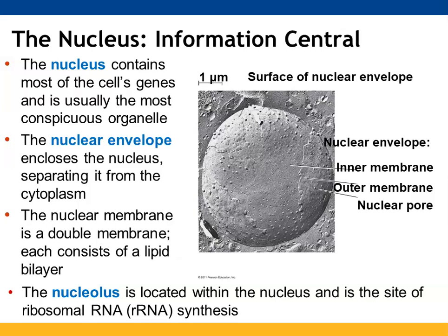The nuclear envelope basically separates the nucleus from the cytoplasm that surrounds it. It is a double membrane and it is a lipid bilayer. There is a nucleolus found inside of that nuclear membrane, inside of the nucleus, and that is where ribosomal RNA is synthesized.